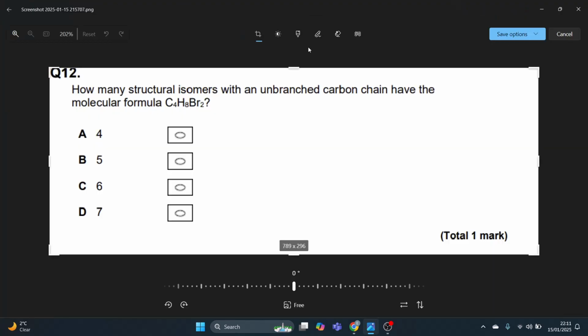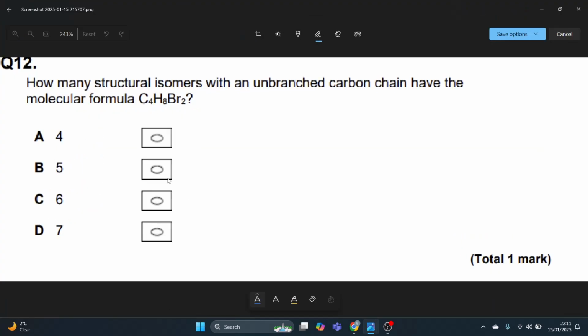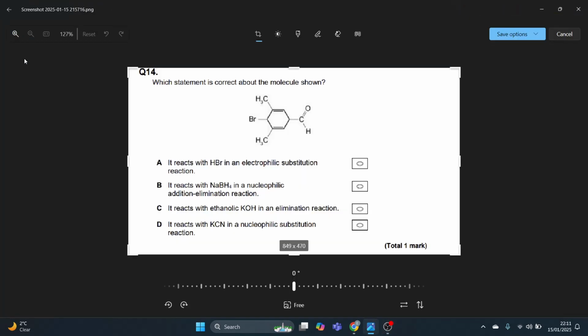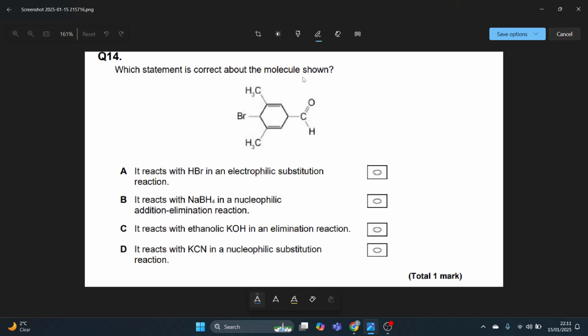How many structural isomers of unbranched carbon chain have a molecular formula C4H8Br2? Same thing you do, and you should find out that it is C. Which statement is correct about the molecule? It reacts with HBr in an electrophilic substitution reaction. No, it does not. HBr, hydrogen bromide, that would be an electrophilic addition reaction, not substitution.